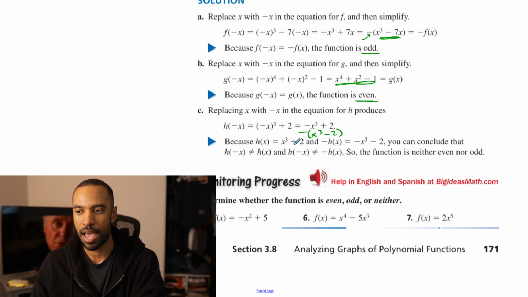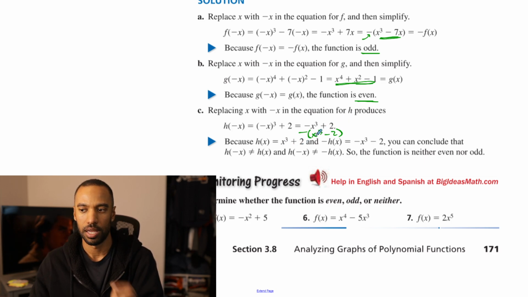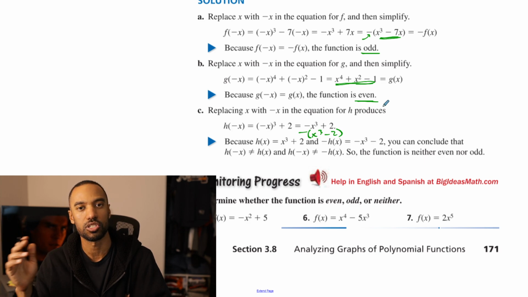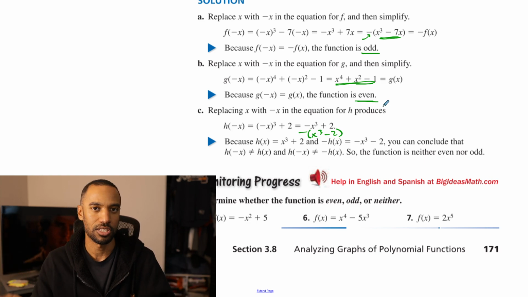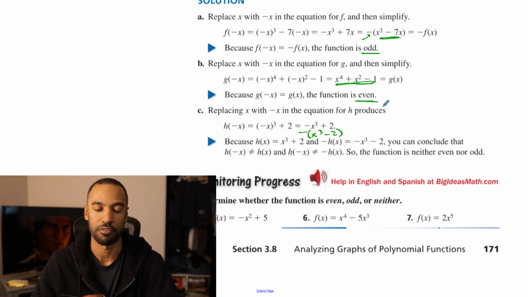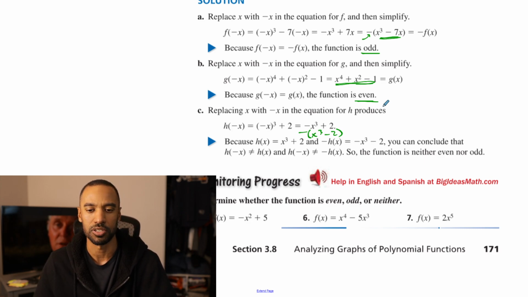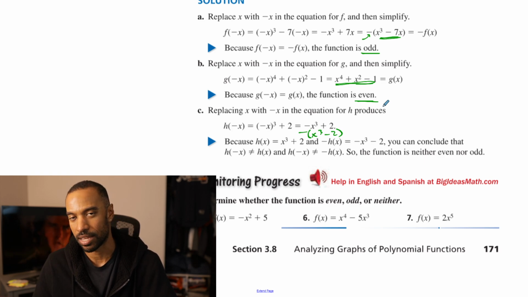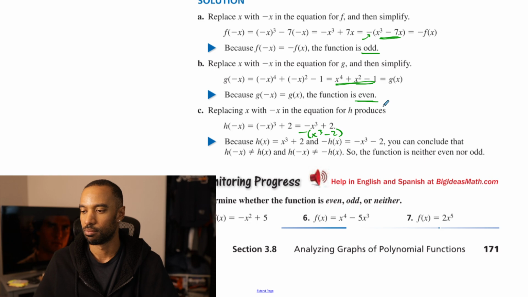And that's not the same as x cubed plus 2. As far as being the opposite of, this isn't the exact same as that. So because it's not even and it's not odd, it's a neither case. Most of our polynomials are neither cases, but for the sake of tests, you're probably going to see a lot of evens and odds. It's just a way of stating that it's neither symmetric across the y-axis nor symmetric about the origin. That's fine.